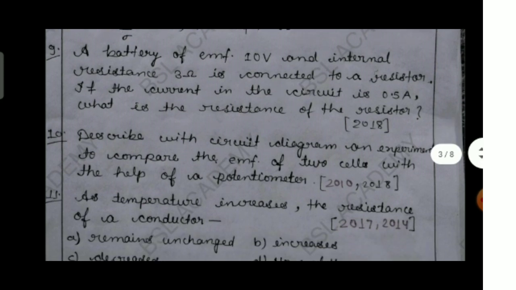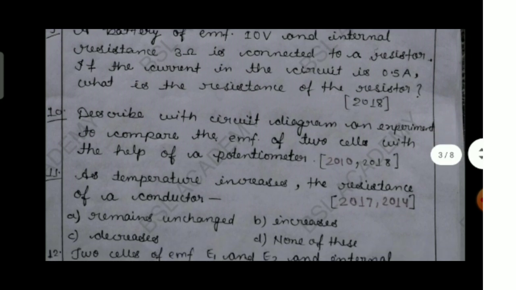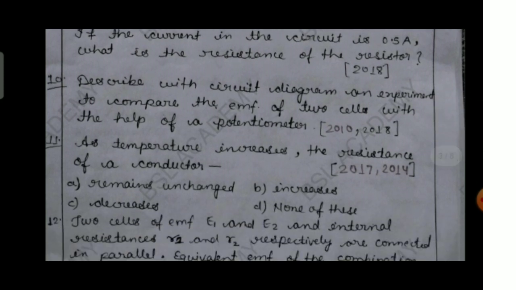Now question number 10. Describe with circuit diagram an experiment to compare the EMF of two cells with the help of a potentiometer. 2010 and 2018. 11. As temperature increases, the resistance of a conductor: option A remains unchanged, option B increases, option C decreases, or D none of these. This is from 2017 and 2014.